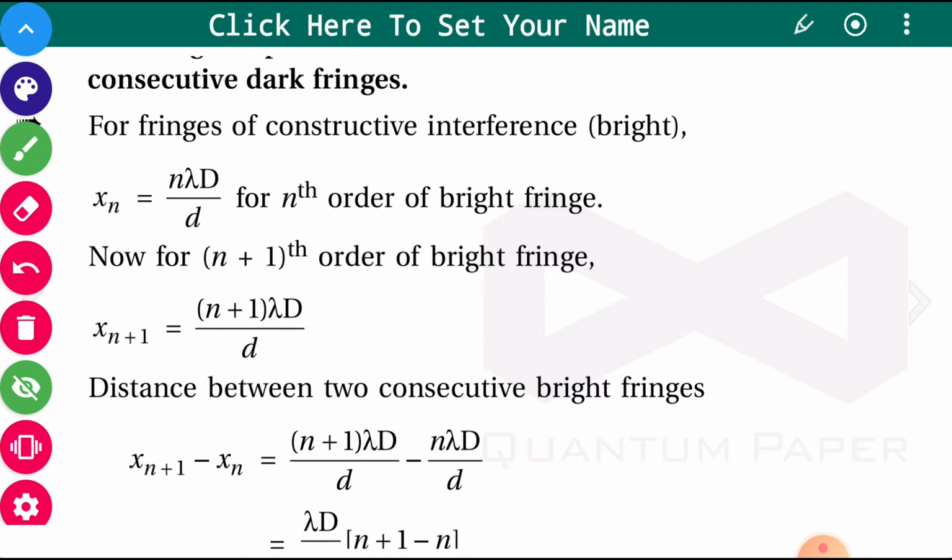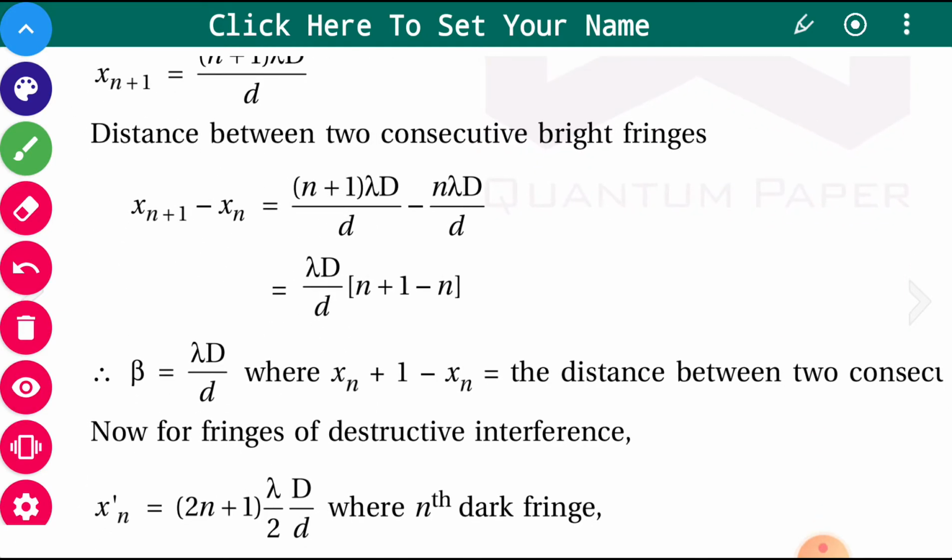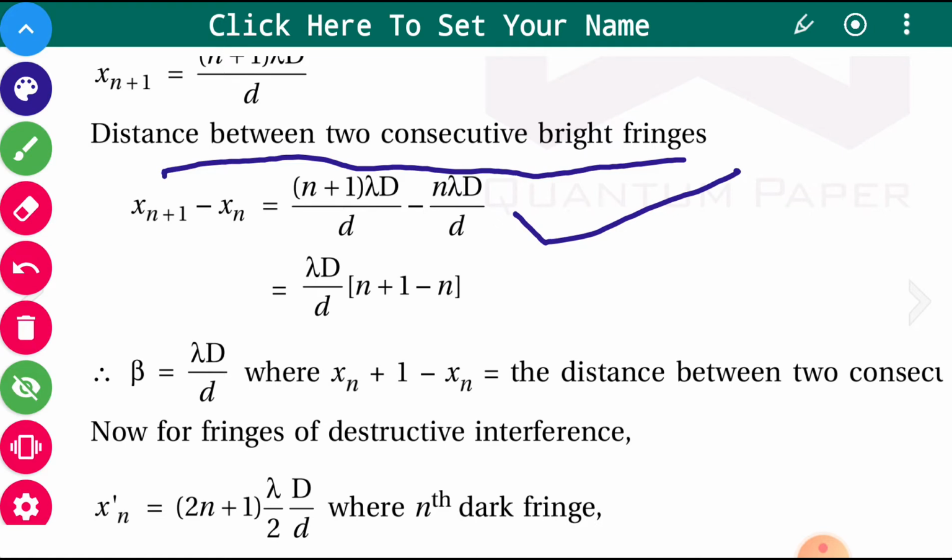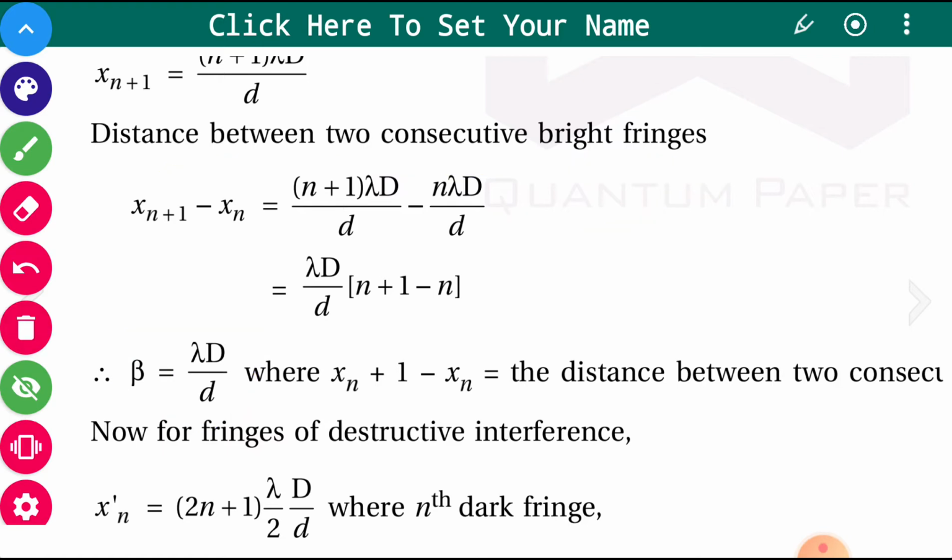Now if you take the difference between xn plus 1 and xn, then xn plus 1 minus xn will give you the distance between two consecutive bright fringes. It can be easily shown that n plus 1 lambda capital D upon small d minus n lambda capital D upon small d results in lambda capital D upon small d. Beta is utilized as the symbol for the distance between consecutive fringes.